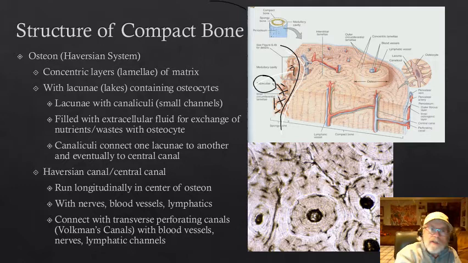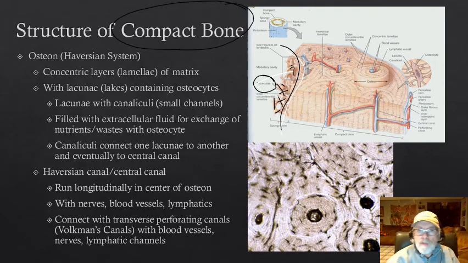Let's talk about the structure of compact bone here, okay? What compact bone is basically comprised of is what we call osteons, okay? An osteon is basically the circular cores of bone. There's an osteon here, osteon there, here's an osteon out here, and they're basically a long core of bone, and what they are is concentric layers of matrix.